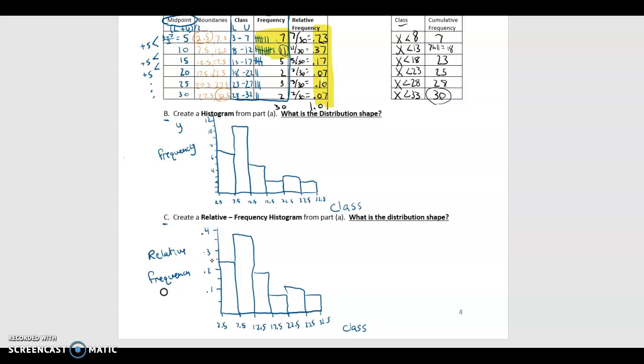You can see the shape of our histogram in part B and our relative histogram in part C are exactly the same. The only difference that we see is the labeling along the y-axis for relative and for regular. You can also see that each have that shape of being skewed to the right.